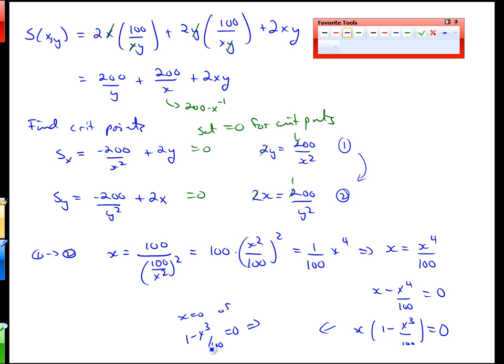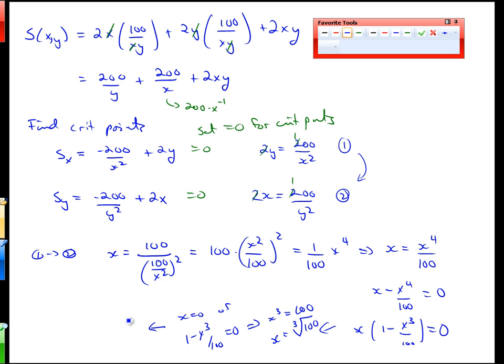What does that translate to? We would bring the 100 over. That's the same thing as x cubed equals 100, or x equals the cube root of 100. Double check that. Yeah. If x is equal to the cube root of 100, the cube and the cube root cancel. We get 100 over 100, 1 minus 1 is, in fact, 0.